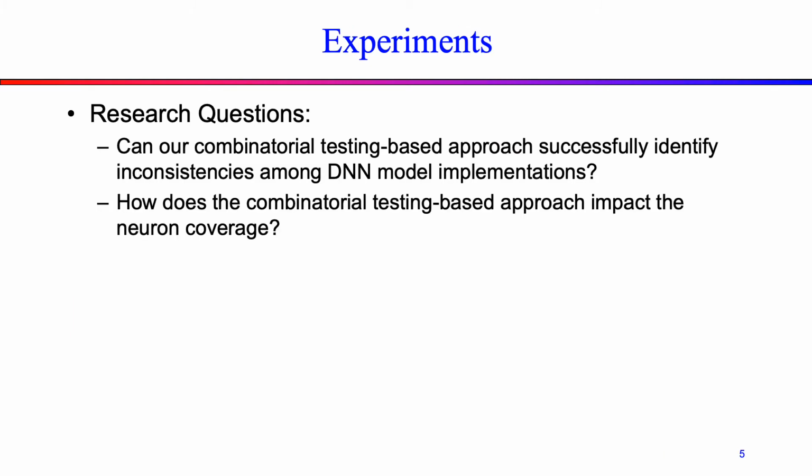We conducted an experimental evaluation of the proposed approach. Our experiments are designed to answer the following questions. 1. Can our combinatorial testing based approach successfully identify inconsistencies among DNN model implementations? 2. How does the combinatorial testing based approach impact the neuron coverage? A measure of the number of neurons activated in a DNN model. I will discuss how we identify an inconsistent behavior in the later slides.